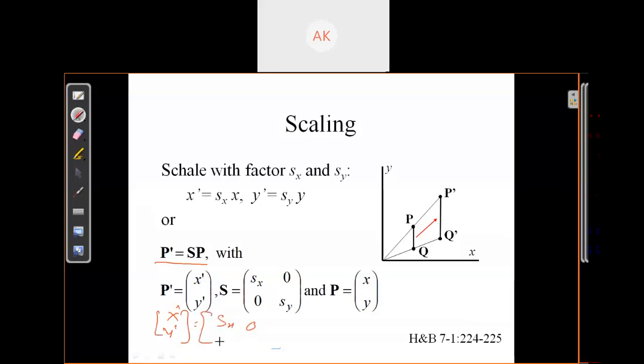So your equation is in this form: S is a scaling matrix, multiplied with your original object. P dash equals S into P. This scaling we do when your fixed point is the origin. As you can see here, your fixed point is the origin. Different cases we have discussed, when the sx and sy values are greater than 1, less than 1, or equal or not equal. All the cases we have discussed.